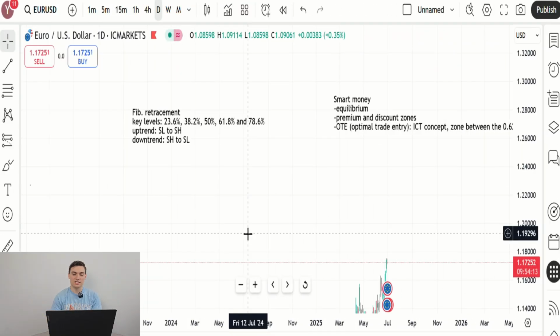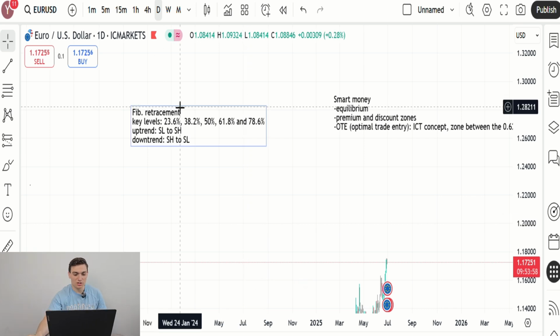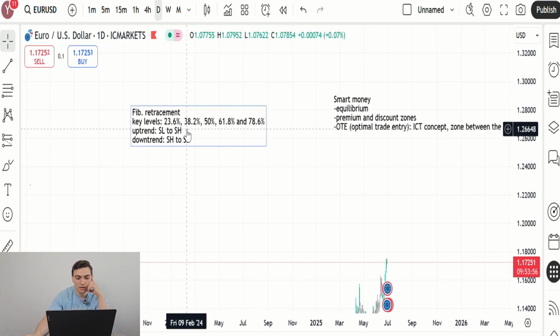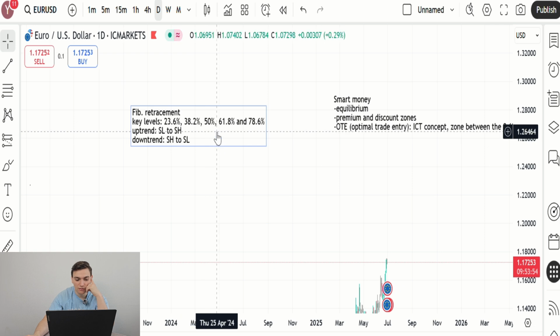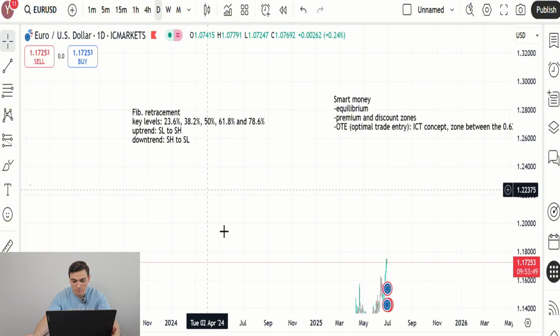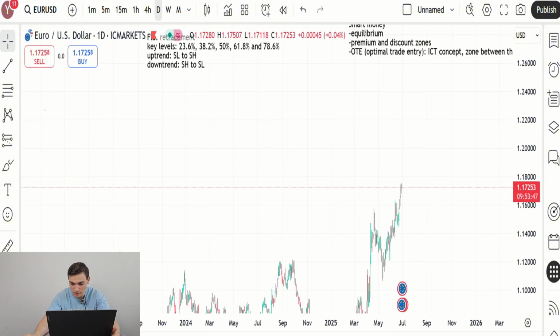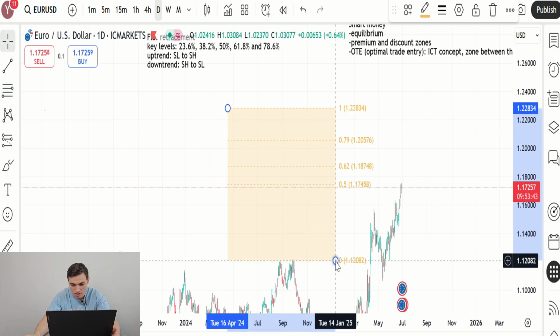So what is the Fibonacci retracement? The Fibonacci retracement is a tool that helps traders find potential pullback levels in a trend. That's why we use it. We want to calculate where a pullback is going to go to in a trend. The key levels are 23.6%, 38.2%, 50%, 61.8%, and 78.6%.